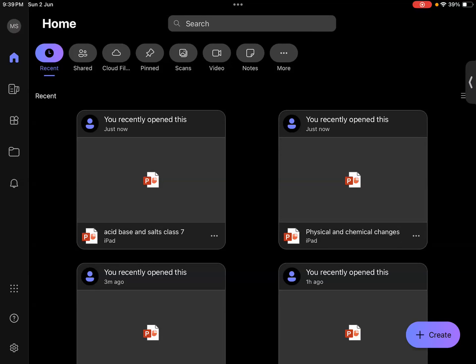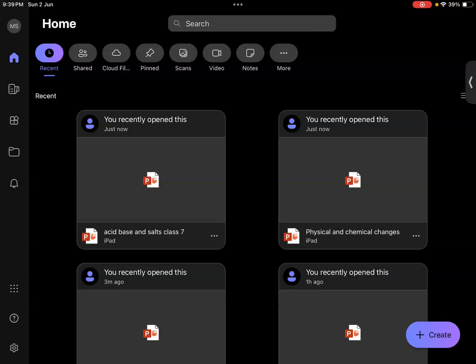Before we move on, do tell me, when an acid and base react, what are the products you obtain? What are the products obtained? Salt and water. Very good.